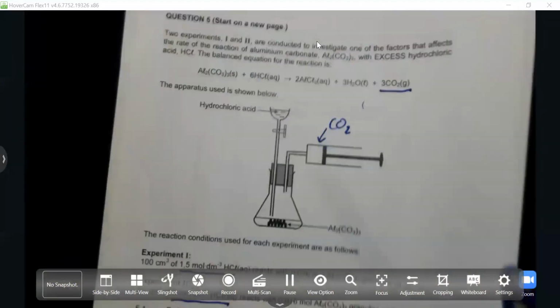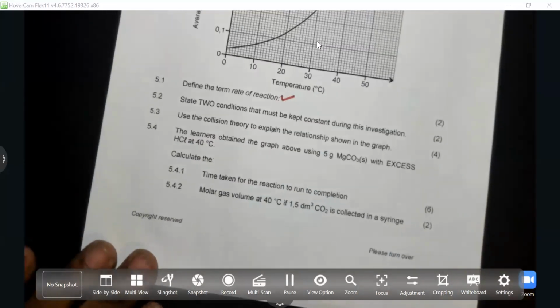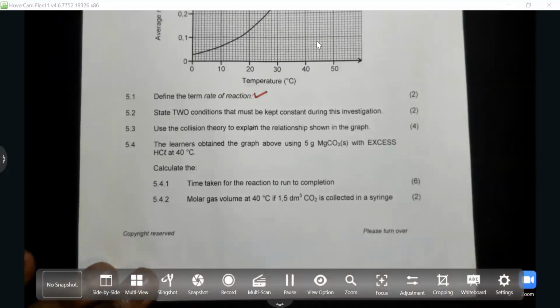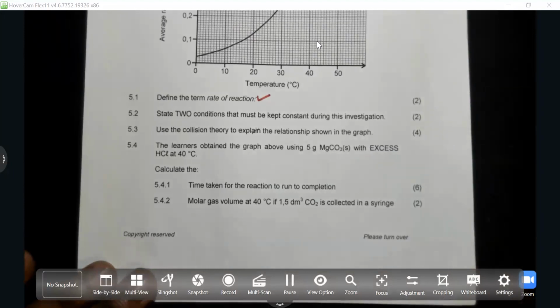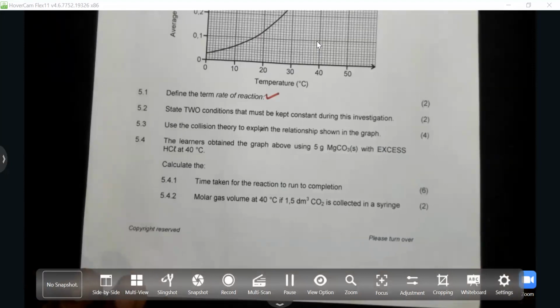Excuse me, sir. For 5.4.2, so we calculated VM. And it was 1.5 over 0.60. But when you put it on the calculator, you get 2.5. So I wanted to know how did you get 25?